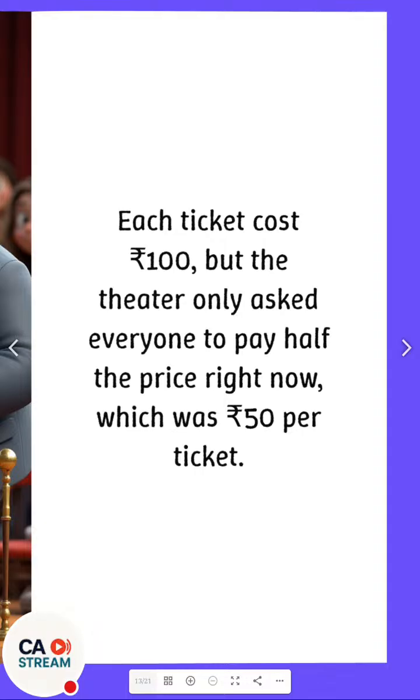Now the company intended to sell each share at 100 rupees. But the company, that means the theater, only asked everyone to pay to the extent of 50 rupees. To the extent of 50 rupees in the sense it called up only 50 rupees share capital. That means this is the called up share capital. That means 8,000 into 50 rupees. Half of the money was being called up.